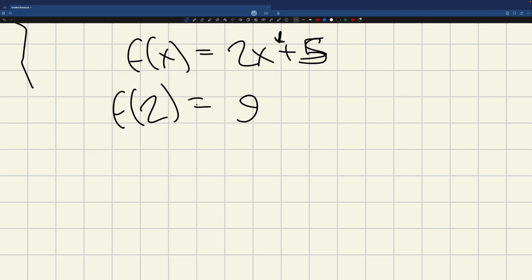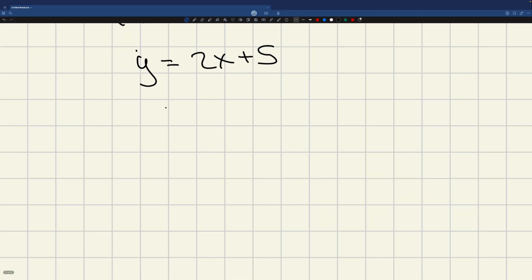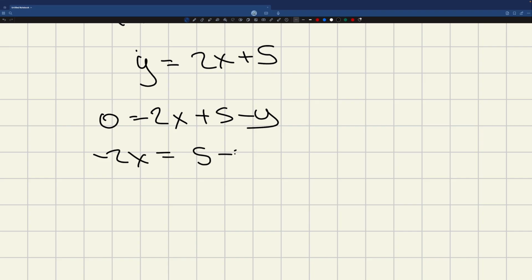Now there's a wonderful trick to do that. You replace f(x) with y, and you go y is equal to 2x plus 5. Now you have to rearrange this equation so that x is the subject. So what would you do here? You would simply go 0 is equal to 2x plus 5 minus y. Then you'd go negative 2x is equal to 5 minus y. Therefore, x is equal to (5 minus y) divided by negative 2. That's it. That's all you do.